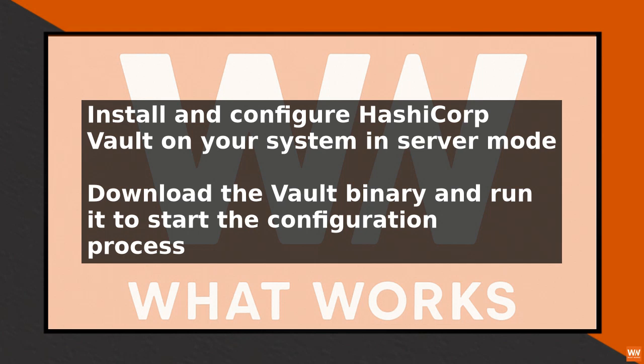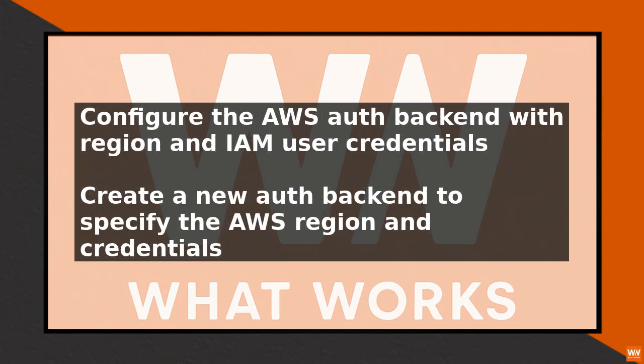After configuring the AWS Auth backend, you can authenticate with Vault using the AWS IAM user credentials. This involves running a command that specifies the Auth backend and the IAM user credentials. Once authenticated, you can store and manage sensitive AWS data such as access keys and secret keys. You can also use Vault to generate dynamic AWS credentials that have a limited lifetime.